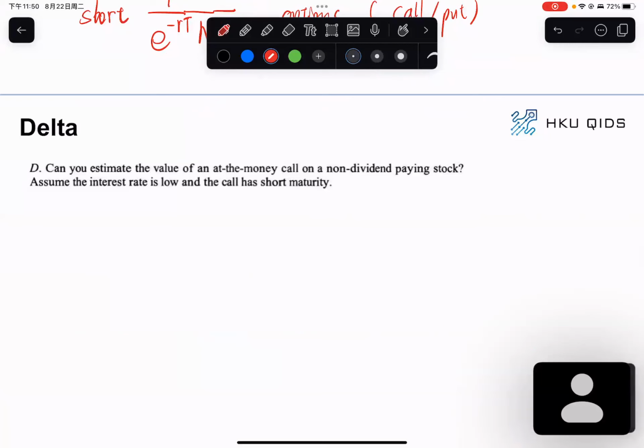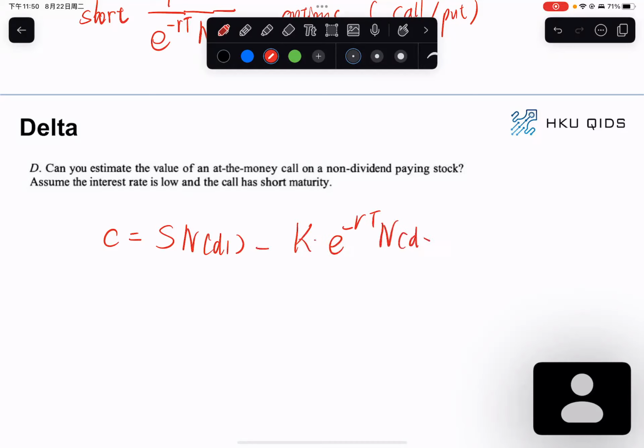We still have one more question. Can you estimate the value of an at-the-money call on a non-dividend paying stock? Assume the interest rate is low and the call has short maturity. So we just need to list out the original formula, okay? What is our original formula? We have C equal to S N(d1) minus K e^(negative r tau) N(d2), right? And we already know it's at the money, so K becomes S. We also have non-dividend paying, and the interest rate is low, so let's assume it's zero, and this item is gone. So it becomes N(d1) minus N(d2).